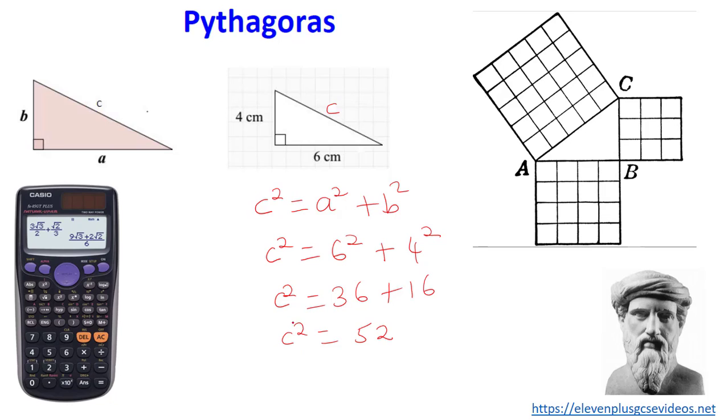Okay, but we don't want C squared, we want what C is. So you're going to do the square root, you do the opposite of squaring. So C is going to be equal to the square root of 52. Now what I want you to do is press the square root button, this one, and then just type 52 inside. Okay, so you're going to do that now and see what answer you're getting.